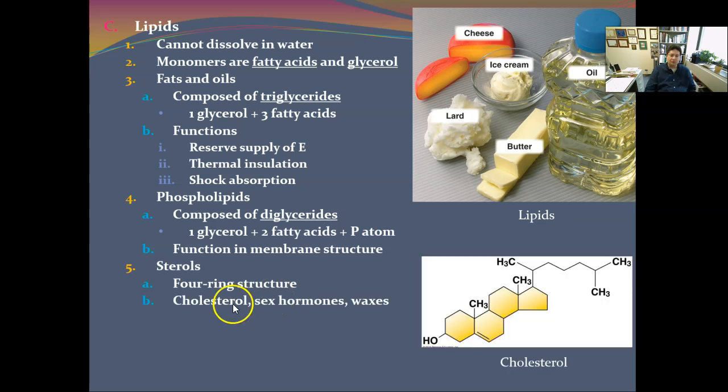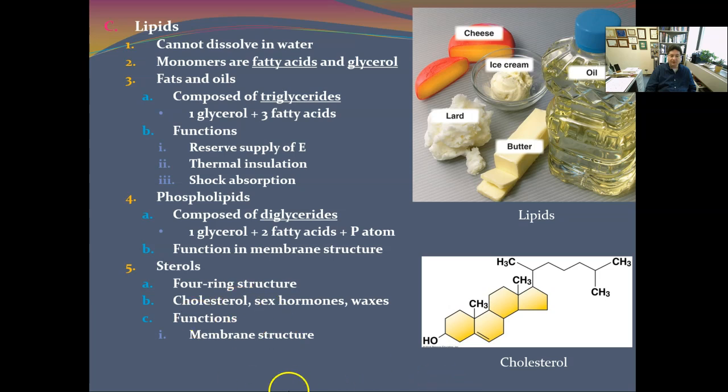They're bent into a ring structure like this. So cholesterol, note that the word cholesterol has sterol in it. Okay, you can see the 4 rings. So cholesterol is an example. The sex hormones, testosterone, estrogen, progesterone, are all sterols, as are waxes, earwax, beeswax, candle wax, things like that.